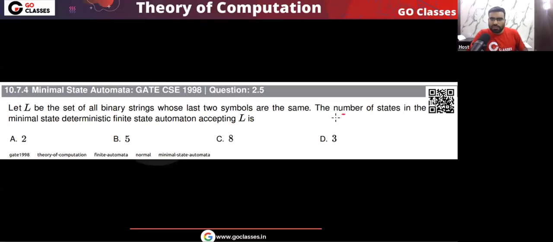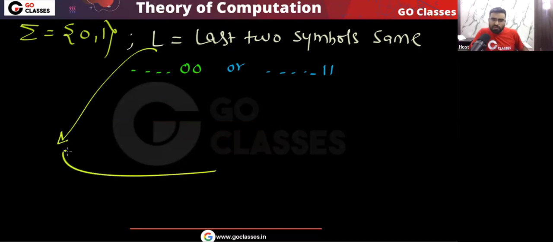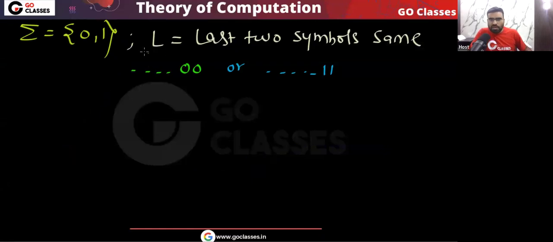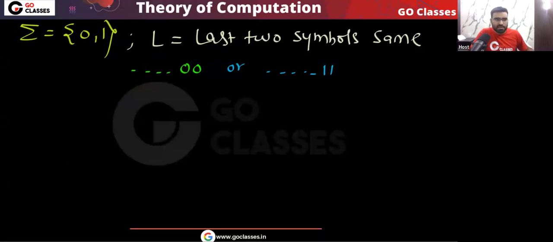The question is asking the number of states in the minimal DFA. So let me tell you, you can create the minimal DFA directly from this language. You don't have to create an NFA, then convert the NFA to a DFA, then minimize the DFA. We have done a lot of practice creating a minimal DFA directly from any regular language, so let's use our practice and create this.